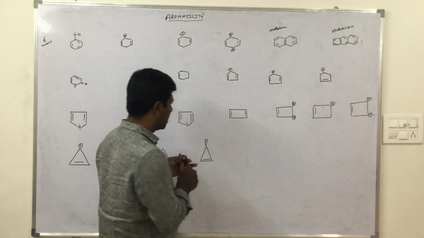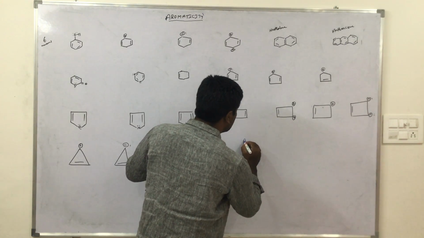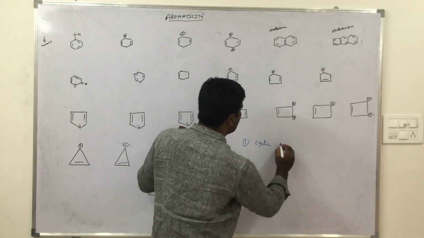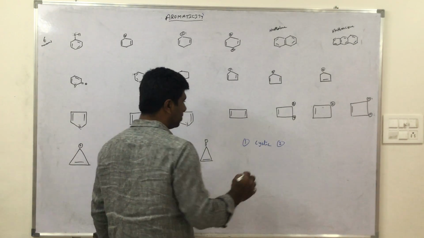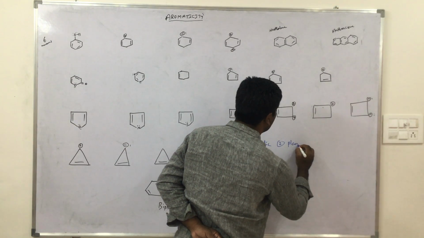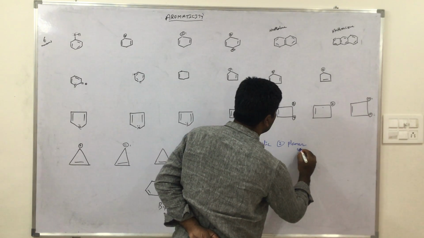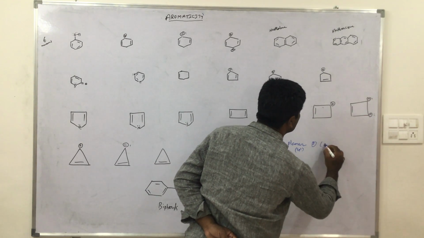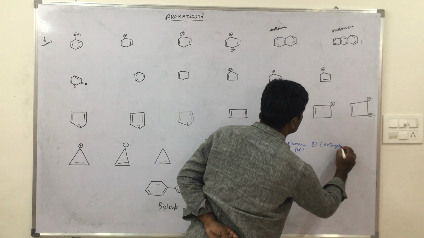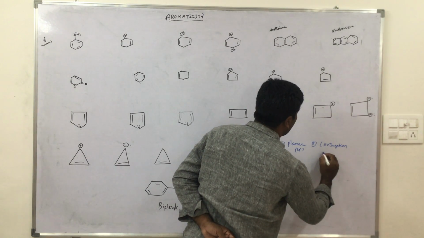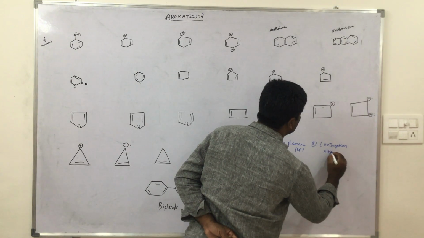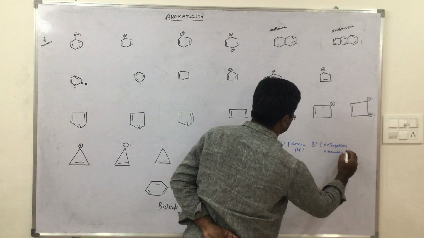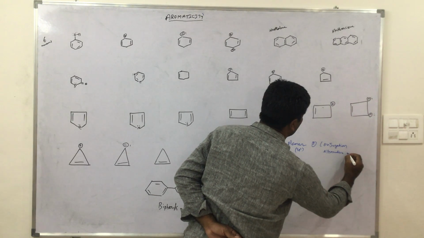Once again I will recall for you. First, the compound must be cyclic. Second, the compound must be planar in nature, that means all carbons have sp2 hybridization. Third is conjugation. Alternating double bonds must be present, then the compound behaves like an aromatic compound.